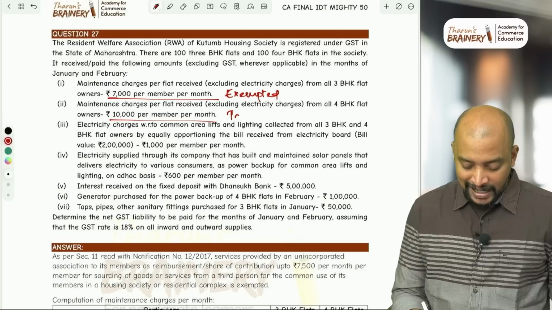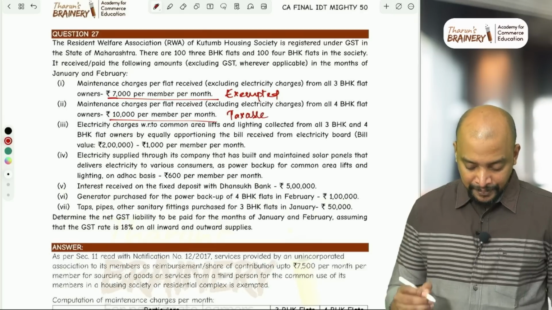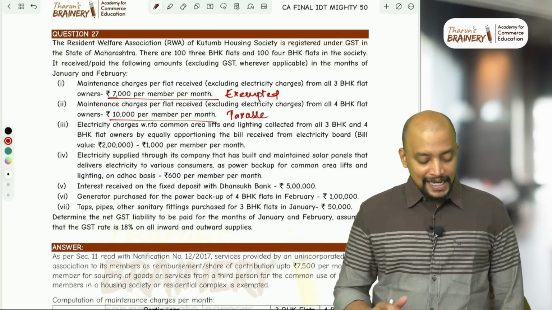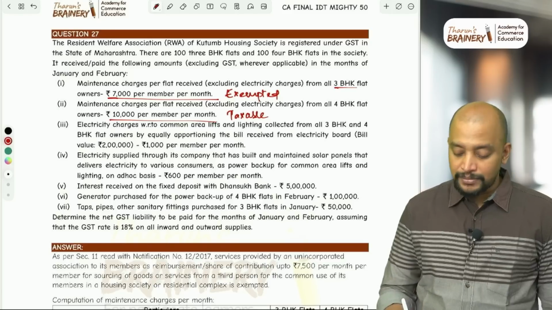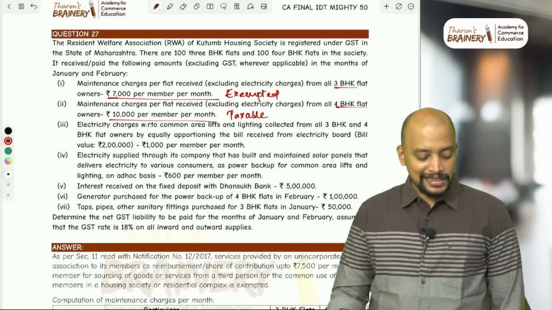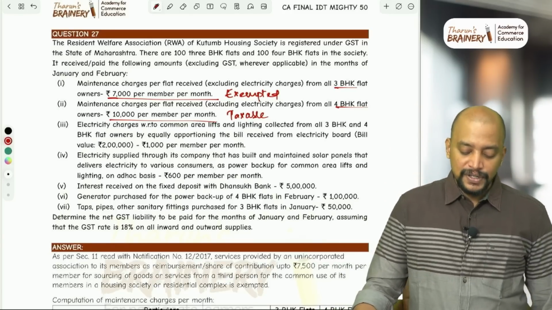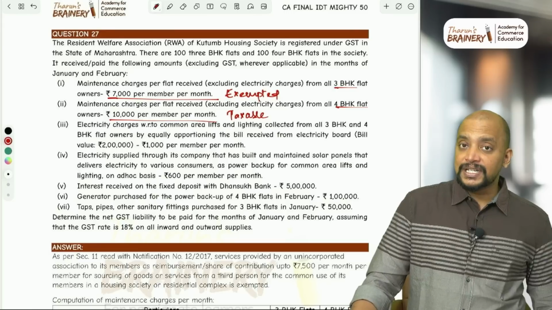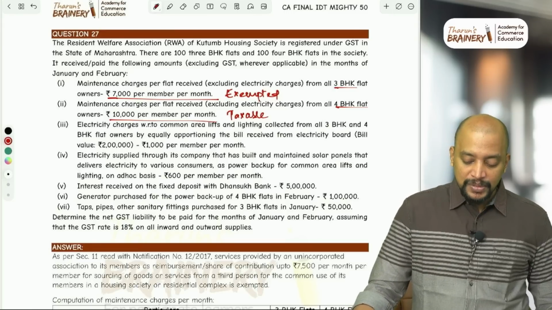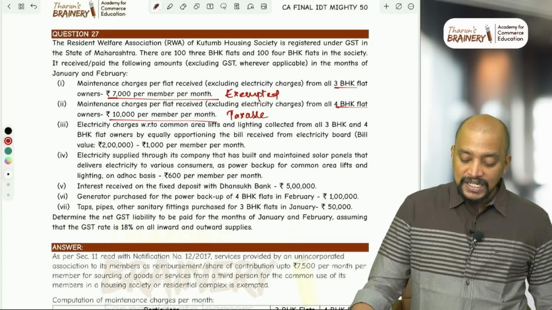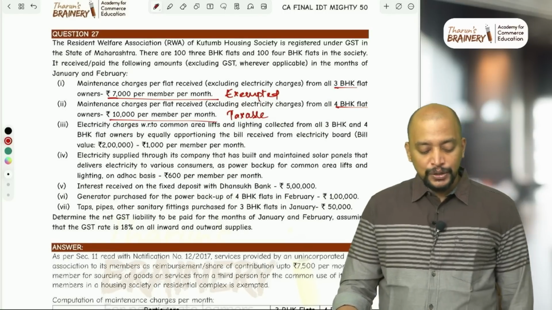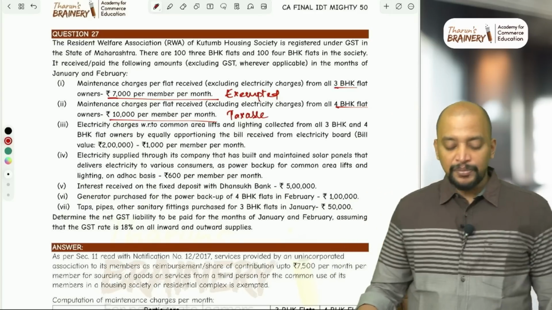So this will be taxable because it exceeds 7,500. So entirely it will be taxable. So basically 3 BHK maintenance charges is exempted, 4 BHK maintenance charges is taxable. Electricity charges with respect to common area lifts and lighting collected from all 3 BHK and 4 BHK flat owners by equally apportioning the bill received from electricity board, bill value 2 lakhs, 1,000 rupees per member per month.